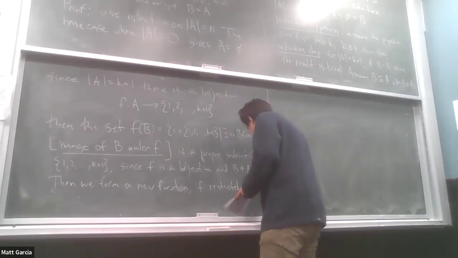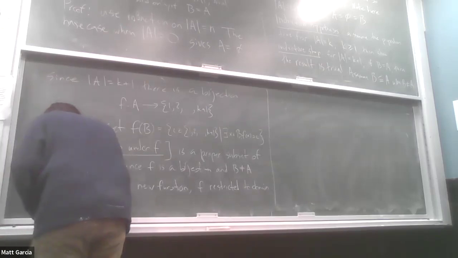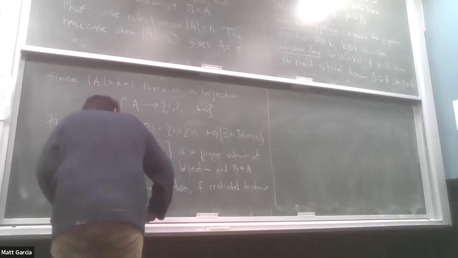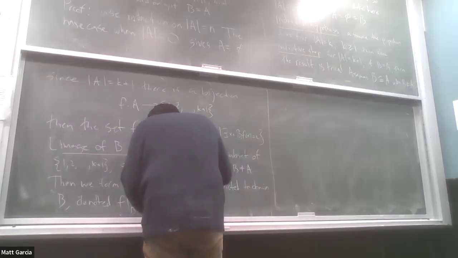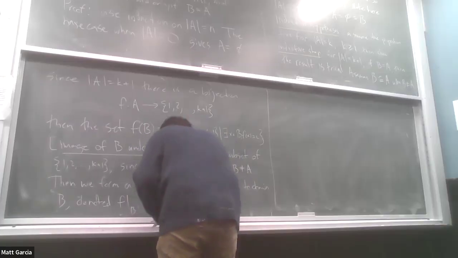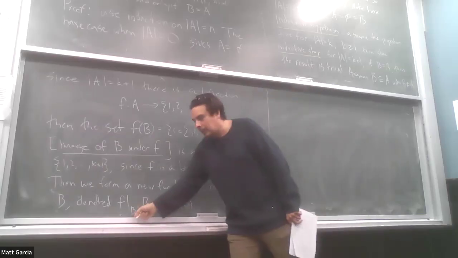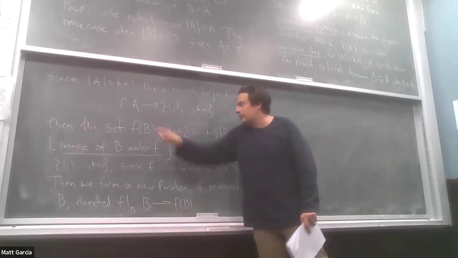F restricted to the domain B, denoted by F vertical bar B, goes from B onto F of B. Okay, that is to say, all I'm doing here, this is notation for: I will now restrict the potential inputs into F just to the subset of A, the domain of F, B.